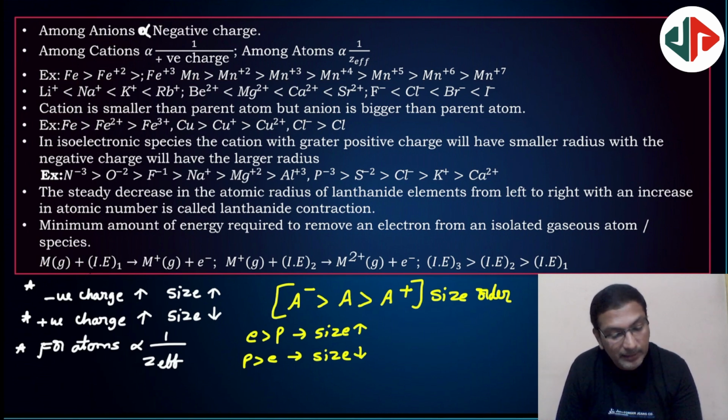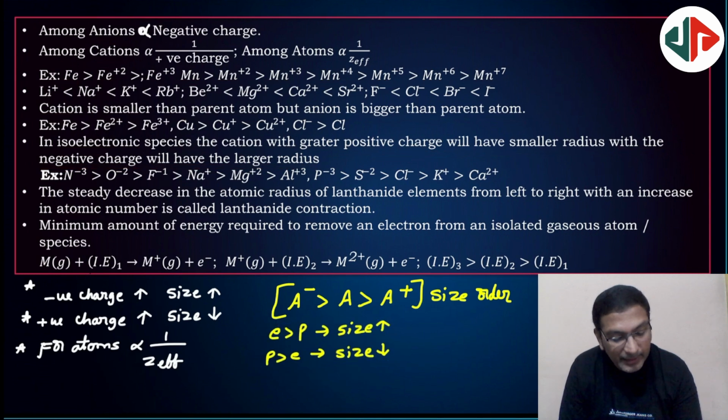Next, most important, in case of isoelectronic species, that means atoms or ions having the same number of electrons, cations with greater positive charge will have smaller radius, and with negative charge will have larger radius. So this is the point only. If electrons are dominating, size increases. If protons are dominating over electrons, size decreases.